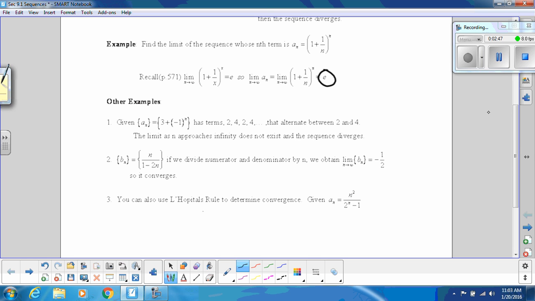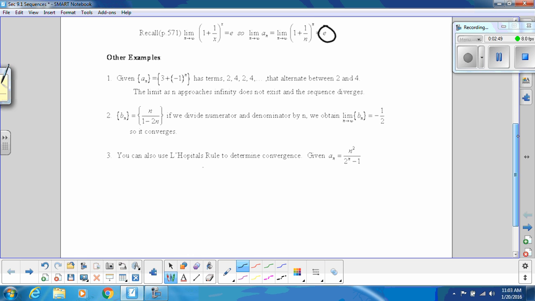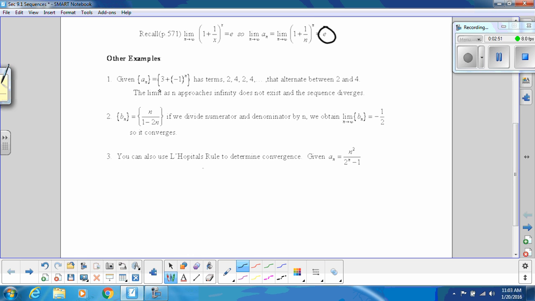All right, so other examples, if you think about the sequence a sub n is equal to 3 plus negative 1 to the n power. Well, if I keep plugging in different values for n, starting with n equals 1 and so on, then I'm going to get alternating values. I'll start with 2, and then I'll go to 4, and then 2 and 4. So it's going to keep alternating back and forth between 2 and 4. So this means that the limit as n approaches infinity does not exist, because that would be an oscillating sequence. So we would say the sequence diverges.